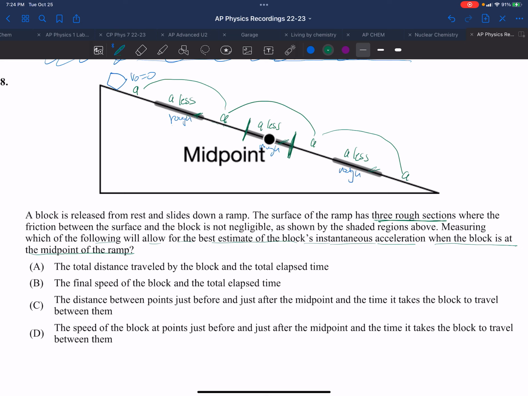So, how will we find the total distance traveled by the block and the total elapsed time? Well, the total distance and the total elapsed time is going to be this. It's going to include all these other things. That can't be right.